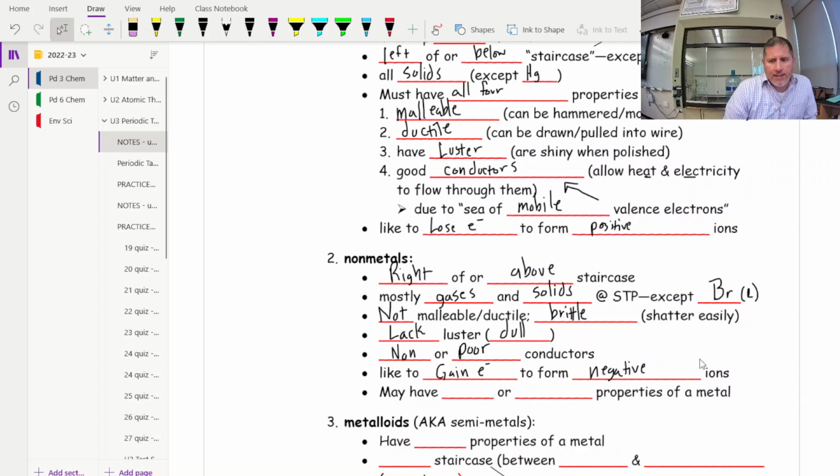They'll share these properties, that's why we think of them as nonmetals. This is like a whole group. They may have 1 or 0 properties of metal, so they might share 1. Some are semiconductors, but they don't share a lot.